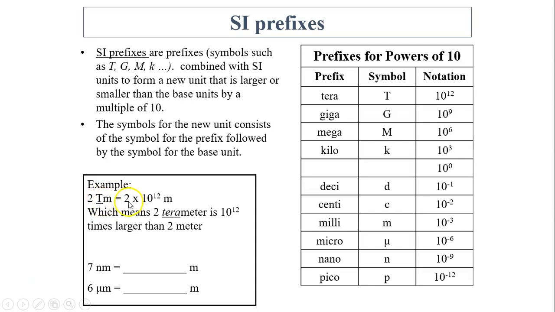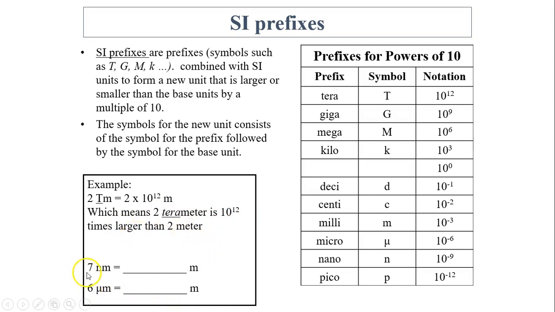And that equals 2 times 10 to the 12 meters. Where did we get 10 to the 12? Look at your scientific notation corresponding to T. That's where it comes from. So this means 2 terameters is 10 to the 12 times larger than 2 meters.